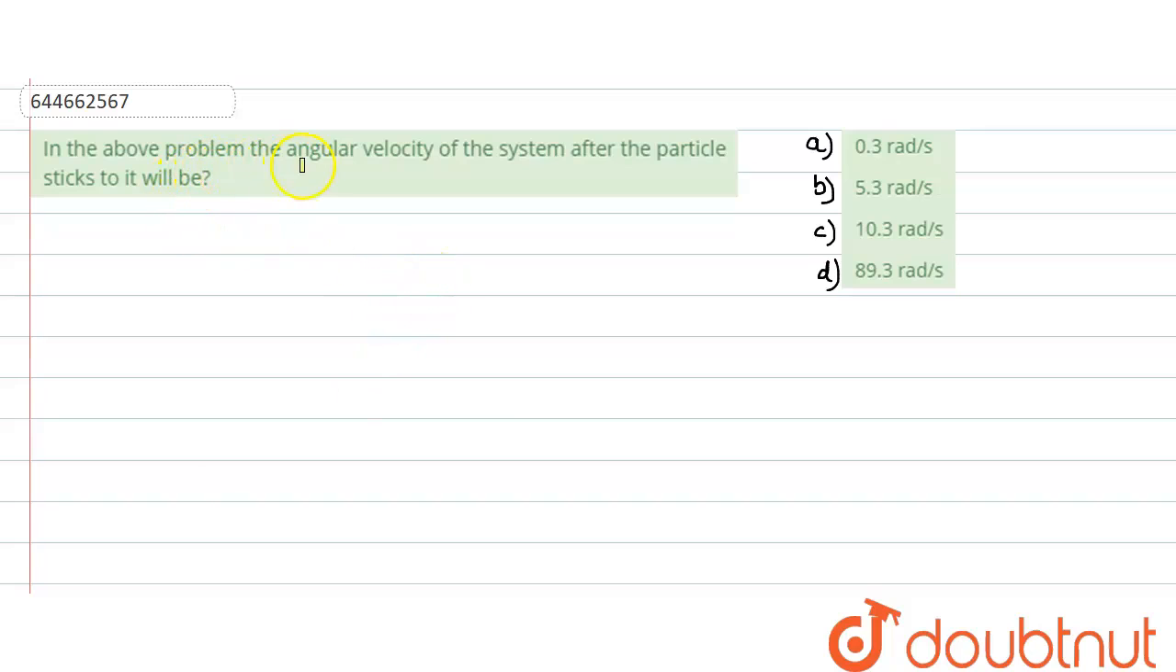Hello everyone, let us start with our question. In this question, what is given? We need to find the angular velocity of the system after the particle sticks to it, as in the previous problem. So what was the previous problem?